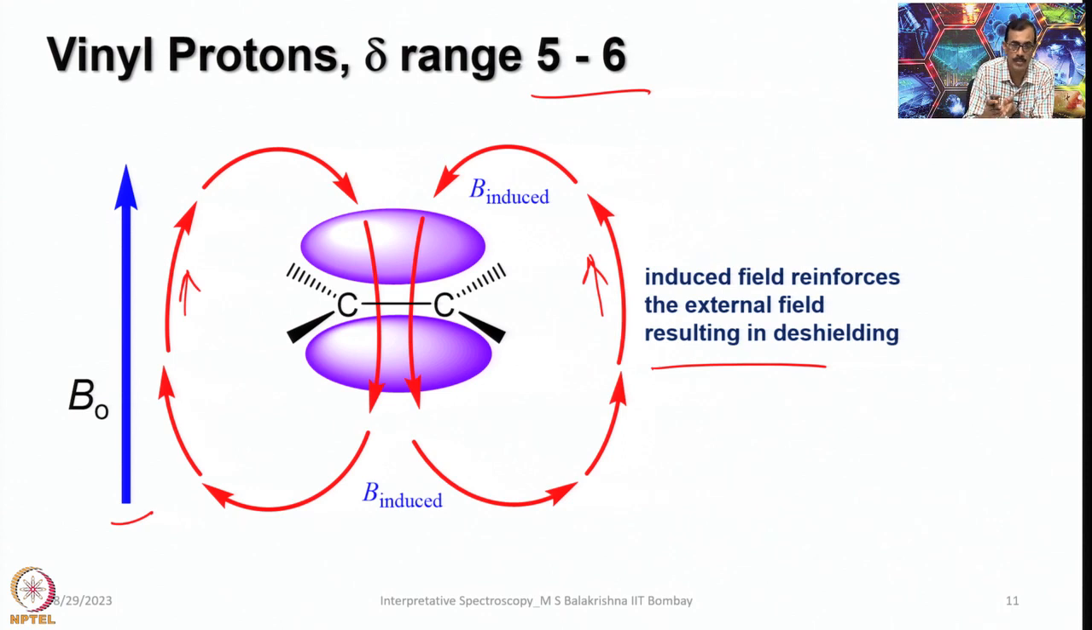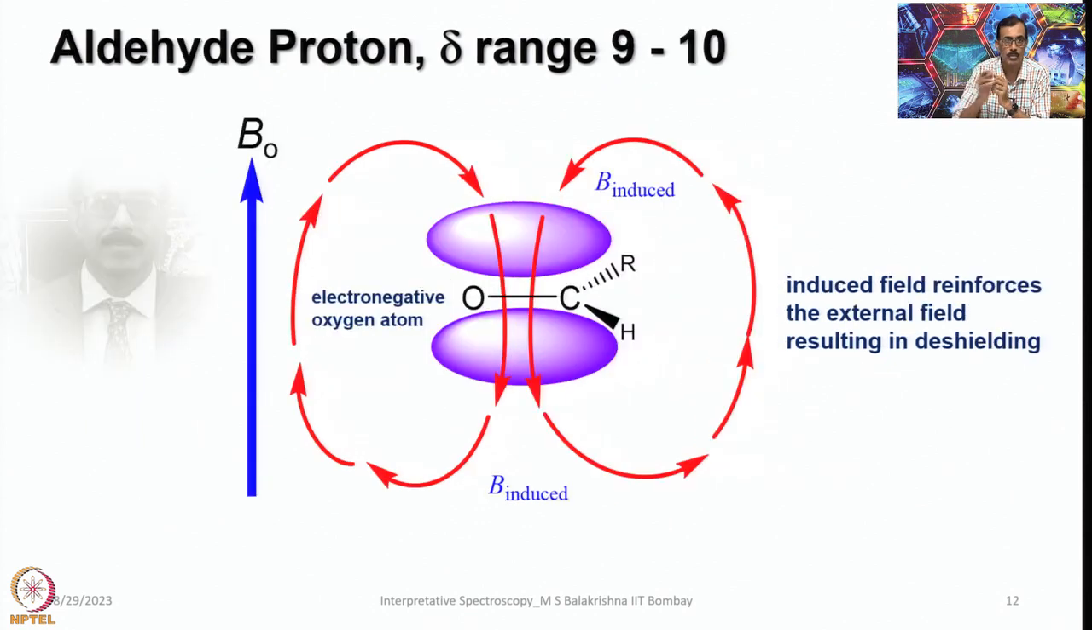And again, in this case also, parallel orientation has little circulation of electron density, and hence there is not significant magnetic field developed because of this effect, and hence that can be ignored. So now let's consider aldehydic proton. Again, in this case also, we can ignore the parallel orientation where the induced field magnitude is negligible.